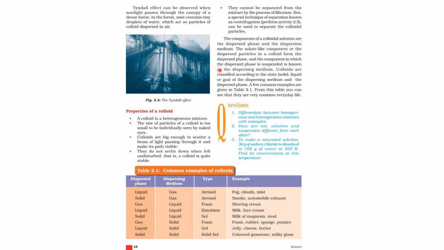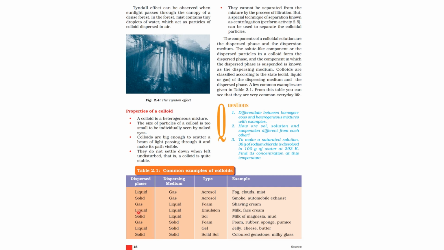Colloids are classified according to the state, solid, liquid or gas, of the dispersing medium and the dispersed phase. A few common examples are over here. Dispersed phase liquid, medium gas: aerosol, examples fog, cloud, mist. Dispersed phase solid, medium gas: aerosol, smoke, automobile exhaust. Dispersed phase gas, dispersion medium liquid: foam, shaving cream.